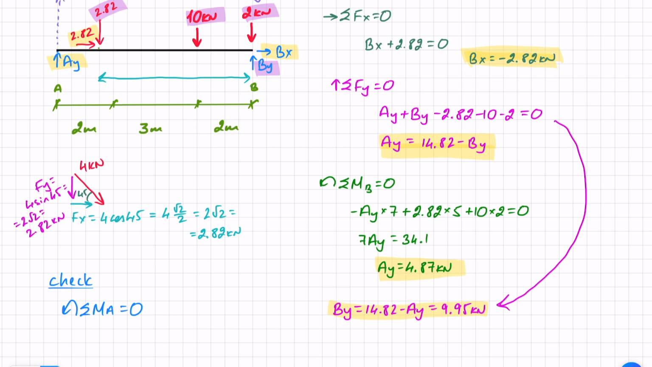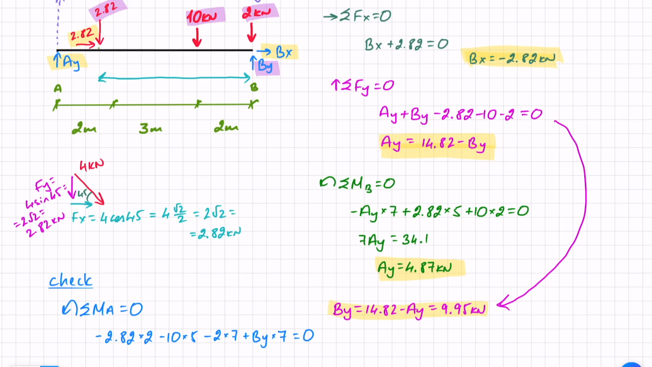So let's check this out. 2.82 contributes a negative moment with a distance of 2. The 10 also contributes a negative moment around A with a distance of 5. The 2 at the very end at B contributes a negative moment with a distance of 7. And then BY contributes a positive moment with a distance of 7 as well. Let's see what we have here.